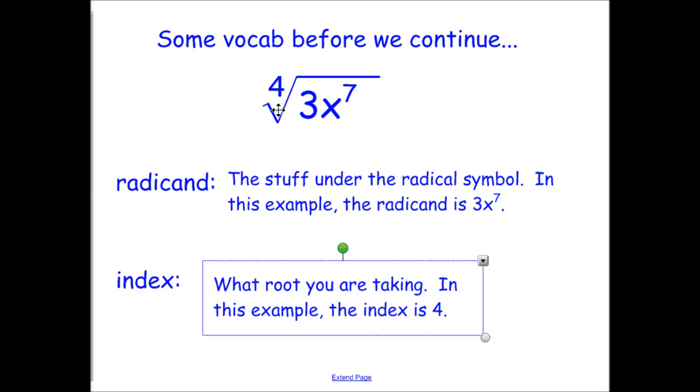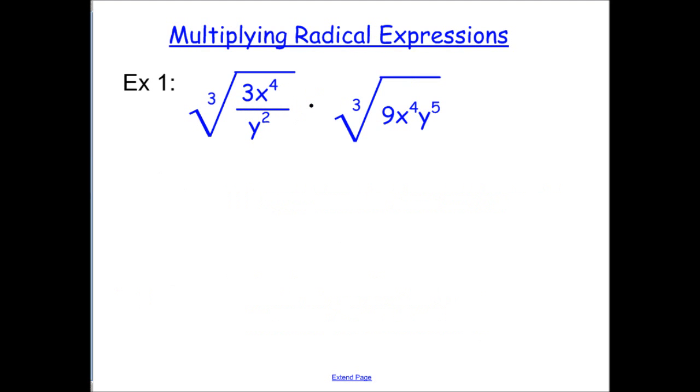Okay, so make sure we understand these before we move on in the rest of the video. Radicand is the stuff under the root, and the index is whatever root you're taking. So let's look at an example here. We're going to multiply these two. The index is 3 on these, therefore we can multiply these two radical symbols.